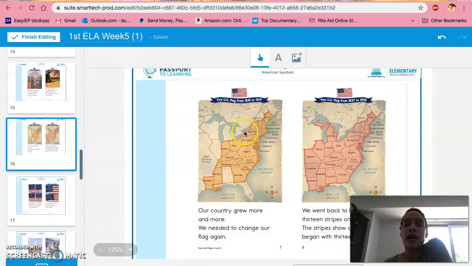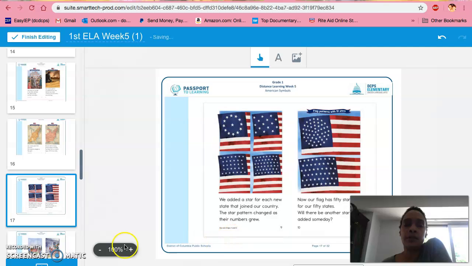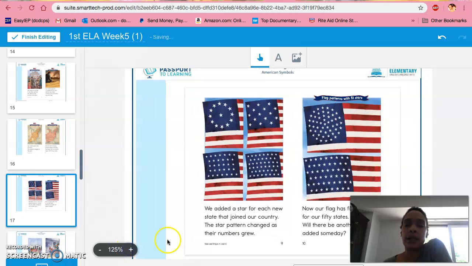So as colonies and territories started becoming states, they started adding to the flag. But then it was a lot happening. So they decided, you know what, let's just go back to the first 13 colonies and they will represent all of us. So these are different pictures of what the flags look like.